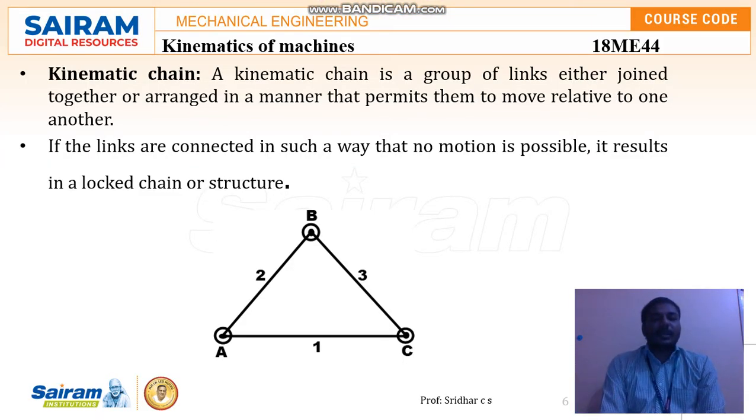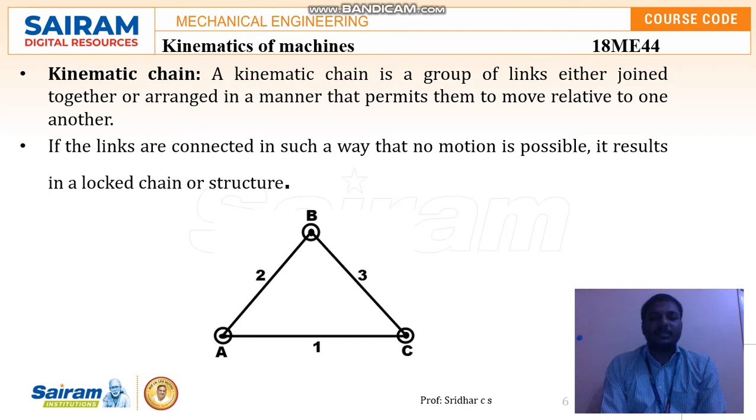First, the kinematic chain. Normally, to transmit relative motion from one body to another body, we require a minimum of two links. More than two links are also used in different machines in order to transmit the motion. A kinematic chain is a group of links either joined together or arranged in a manner that permits them to move relative to one another. If the links are connected in such a way that no motion is possible, it results in a locked chain or a structure.